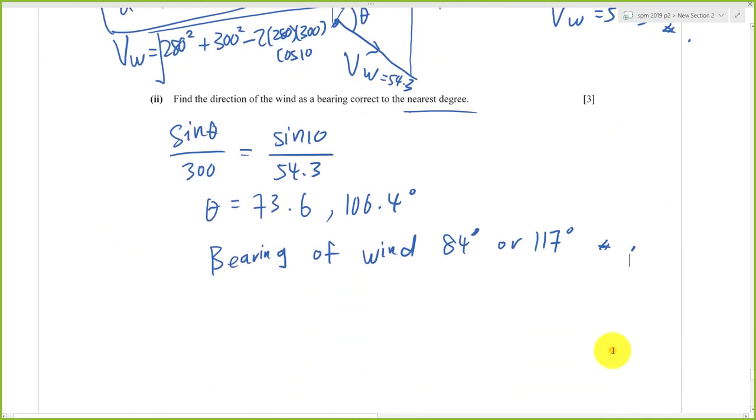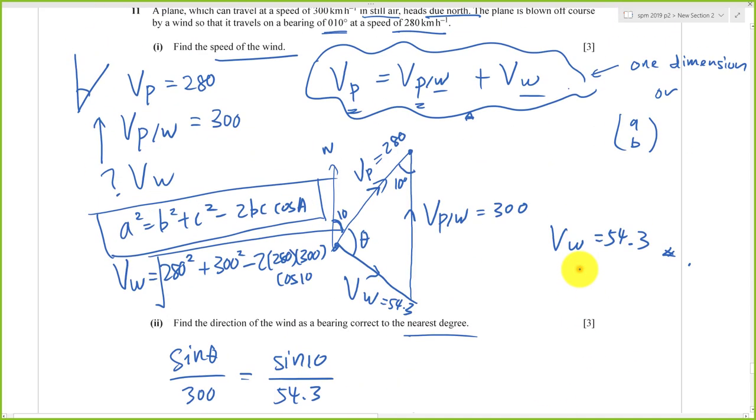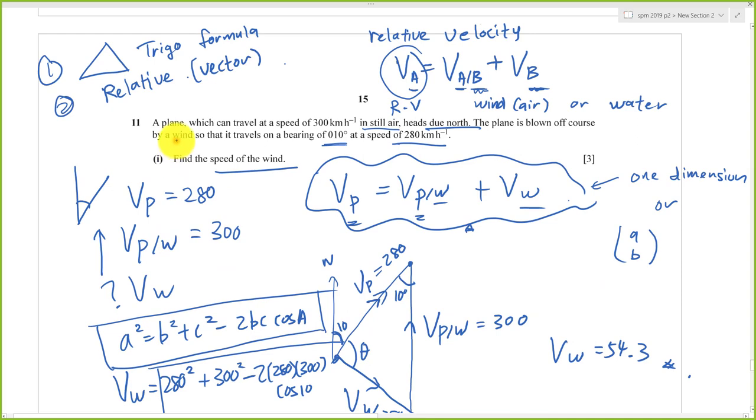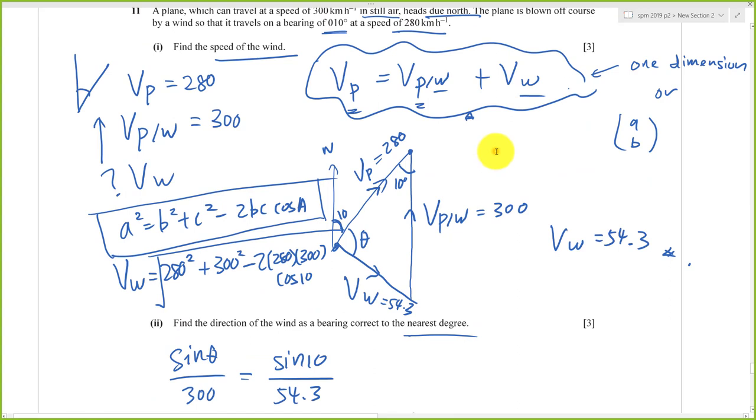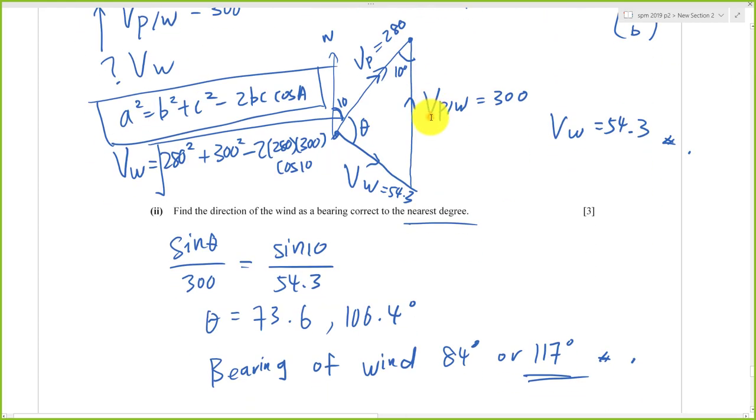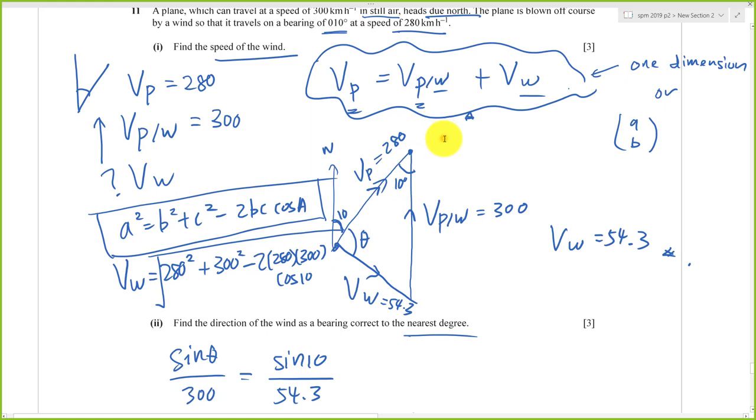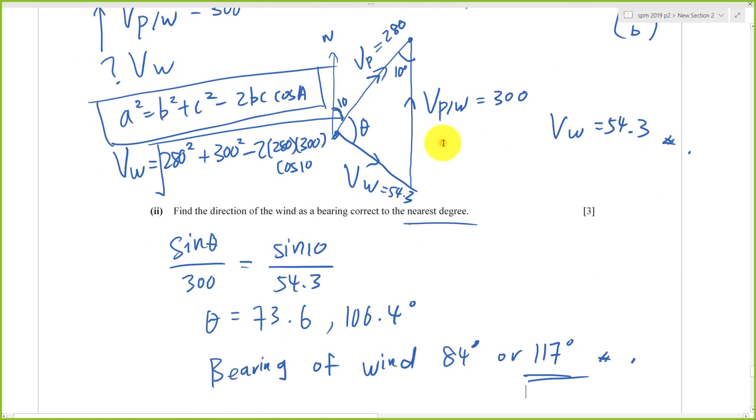But the curious part is the marking scheme only says 117. So I want to know why it cannot be 84. Does the question say anything about that? So it travels on 10, this is 84. Find the direction of the wind bearing correct to the nearest degree. Yeah, it doesn't say anything about an obtuse angle and it doesn't hint anything about that. So I believe maybe both of these answers can be accepted.